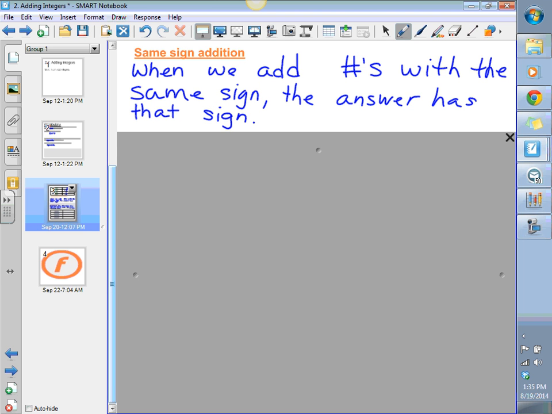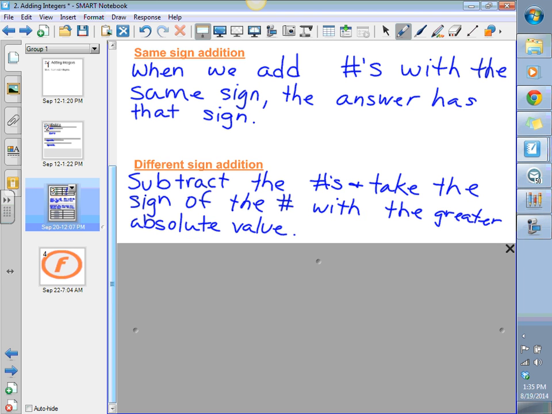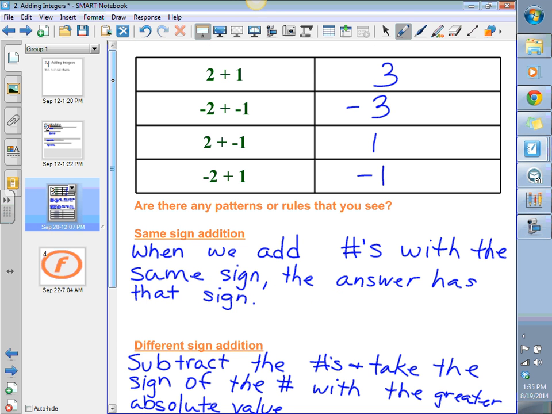Here's where it gets a little more challenging. Different sign addition: we subtract the numbers and we take the sign of the number with the greater absolute value. So let's look at those and think about that.